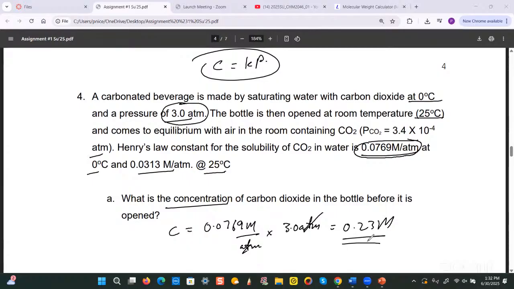Yes, sir. Why wouldn't you use the number for 25 degrees Celsius? Because the bottle is not open yet. Initially, the temperature was 0, so you have to use the value that corresponds to 0 degrees Celsius. Remember, the K value changes with temperature. That's the reason why they gave you 2 separate K values at 2 different temperatures: one at 0 degrees, which is before you open up the can of soda, and the other when everything comes to equilibrium after you open up the can. Any other questions about this? Okay, I need to clear this and scroll down.